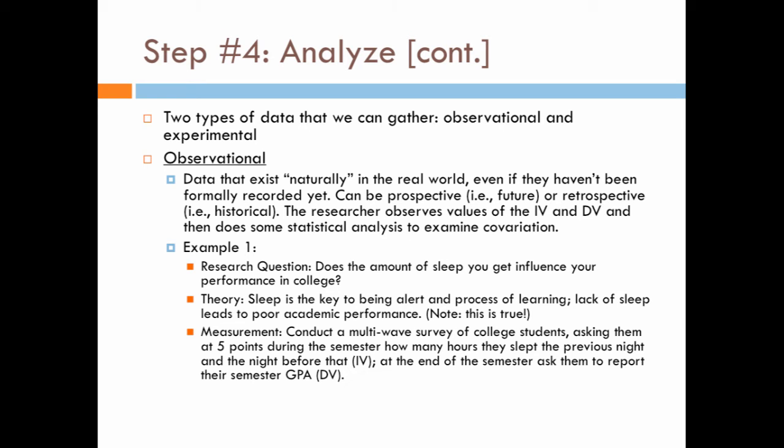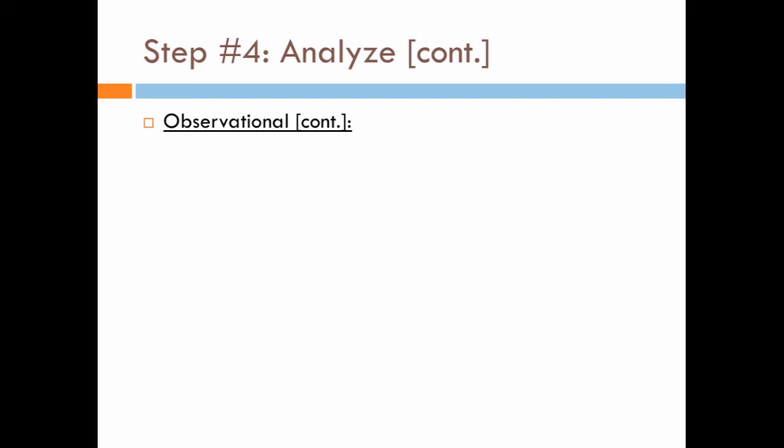Okay, so we've got our theory, we have our hypothesis, and now we need to figure out how we're going to measure this. One measurement procedure could be to conduct a multi-wave survey of college students, asking students at 5 points during the semester how many hours they slept the previous night and the night before. That's our independent variable. At the end of the semester, we could ask them to report their semester GPA, our dependent variable. That's pretty good, right? But you should already be thinking about the quality of our variables. Are they reliable? Are they valid? For example, does the quality of sleep matter? Or is it simply the time that a student spends in bed?